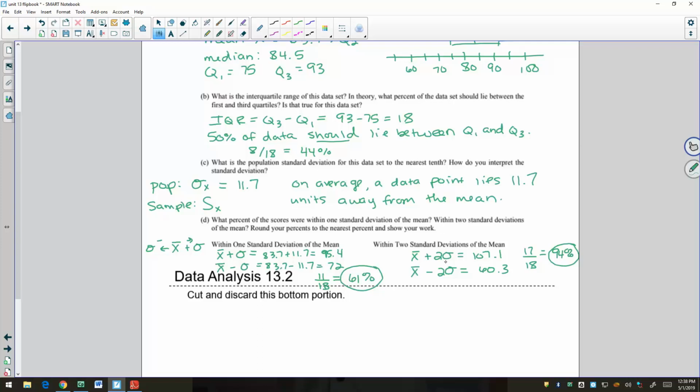And if you're going 2 standard deviations away, you just add or subtract 2 of those numbers from the mean and do the same thing. So that is it for this video.